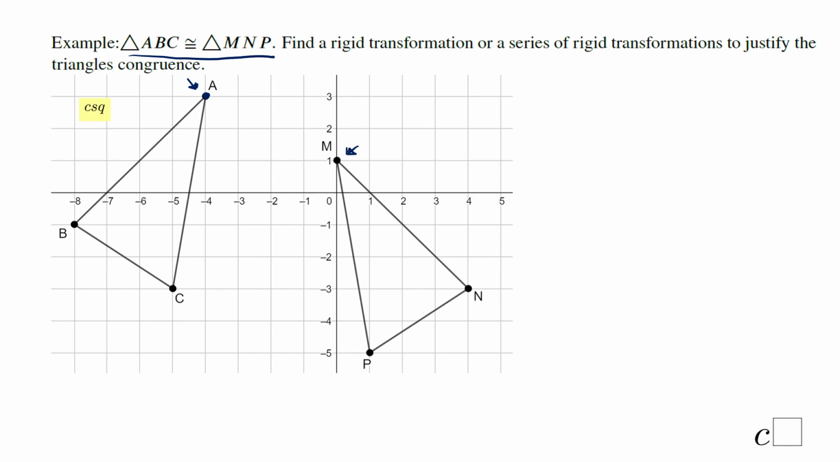Okay, and if you say, hey, it might be a translation, right? That's probably the first thing I'll have in my mind. 1, 2, 3, 4, and 2 down, right? Then you want to see if the next set of vertices, like B and N, the other two corresponding, do they follow the same rule? And the answer is no. So you can see this is not a translation, right?